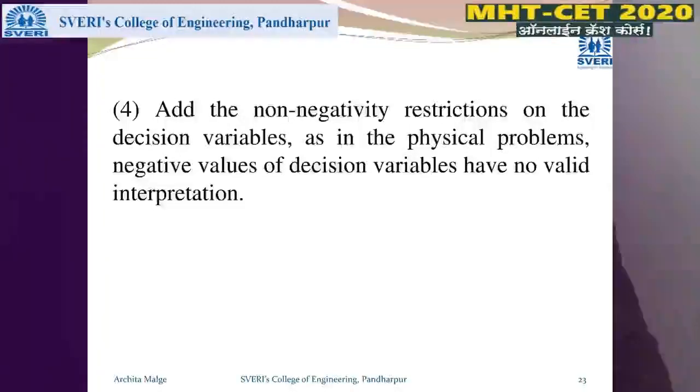Means whenever we are solving that LPP, we need two parts. One is the formulation part and the second one is the solution part. What is the formulation part? First understand the given problem and then convert it to a linear programming problem by using the decision variables, constants and given constraints.